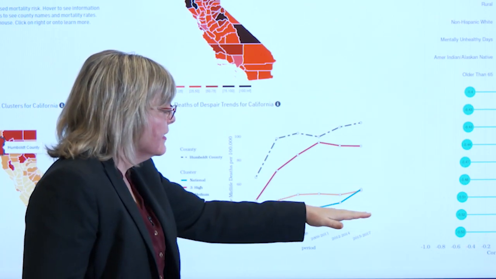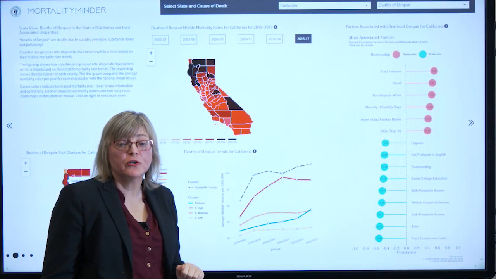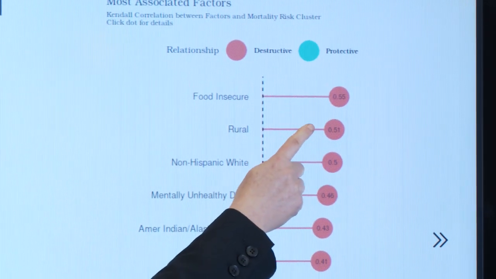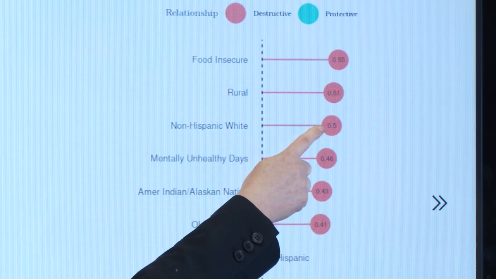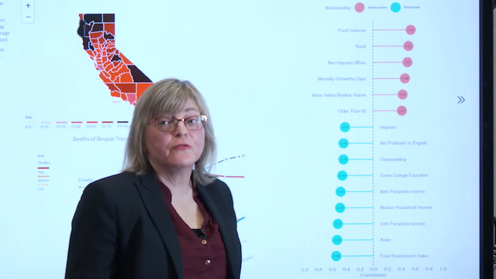Much of California is doing better, but some places are doing very poorly. And if we ask why, we can look at the associated social and economic factors. And we see that having food insecurity, being rural, being non-Hispanic white, and being mentally unhealthy all contribute to deaths of despair, and having good access to food helps.